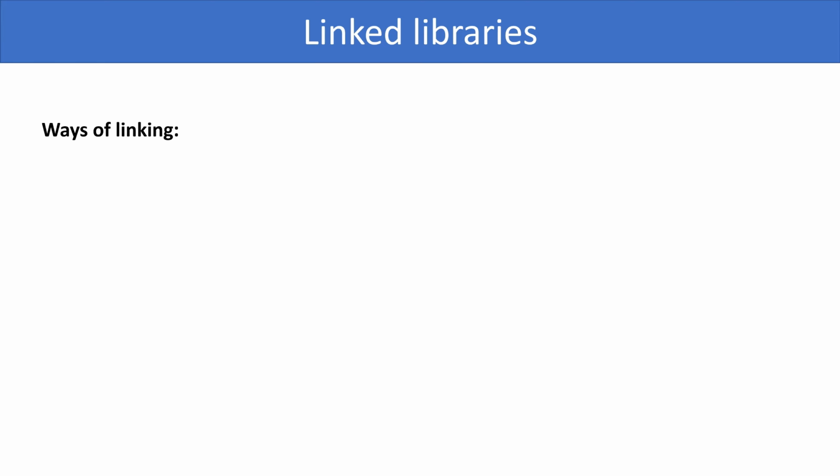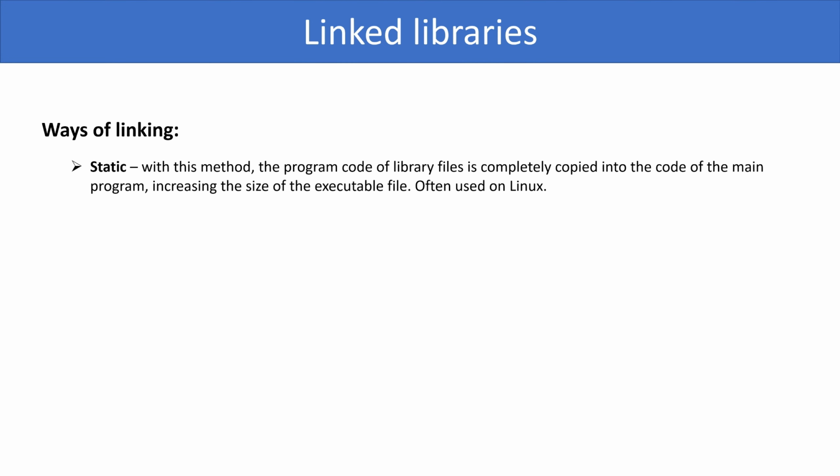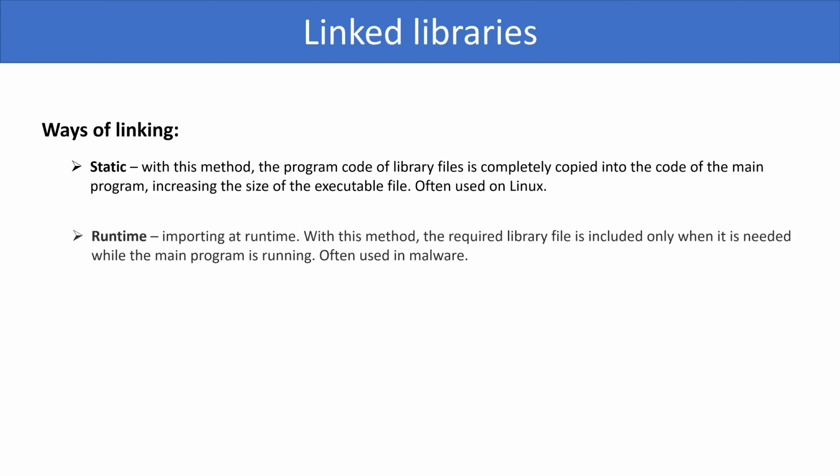Now let's explore how library files are linked to the main program. The first method is static. In this approach, all the code from the required libraries is simply copied into the main code of the program. Naturally, this significantly increases the size of the resulting file, which isn't always convenient. However, this method ensures the program isn't dependent on the availability of required libraries in the system. Typically, this method is practiced in Linux systems.